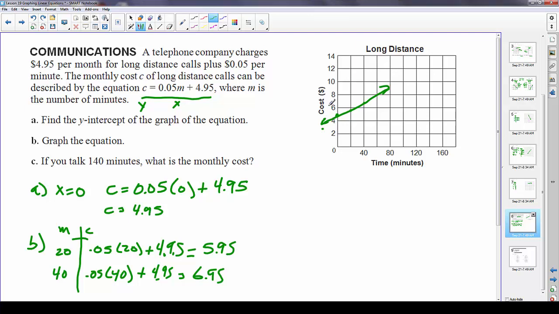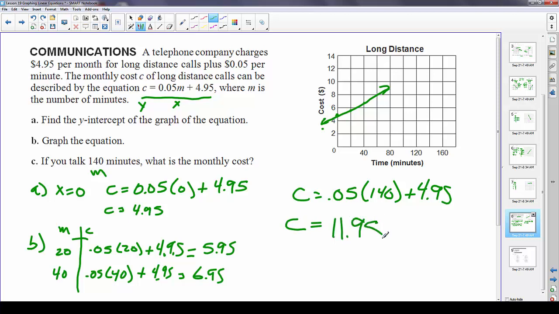Lastly, if they talk 140 minutes, what's the monthly cost going to be? Well, that's basically saying our minute value, m, is 140. So my cost is 0.05 times 140 plus $4.95, and that'll give us a cost of $11.95.